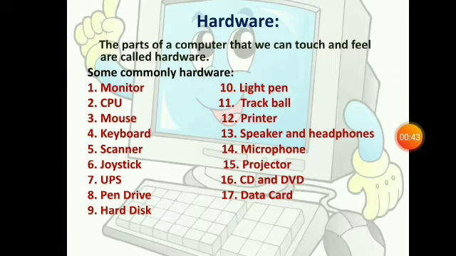The parts of a computer that we can touch and feel are called hardware. Some of these parts are attached to the CPU box through cable and some are fixed inside the CPU box. Let us learn about some commonly used hardware, that is monitor, CPU, mouse, keyboard, scanner, joystick, UPS, pen drive, hard disk, light pen, trackball, printer, speaker and headphones, microphone, projector, CD and DVD, and data cards.